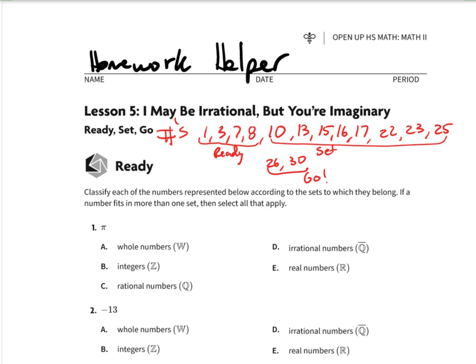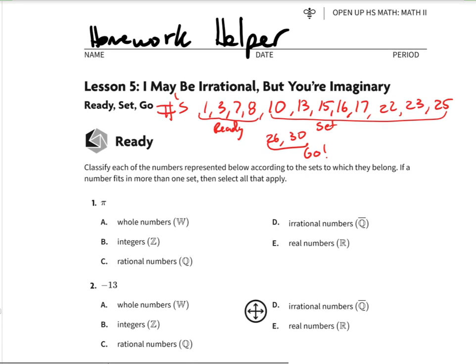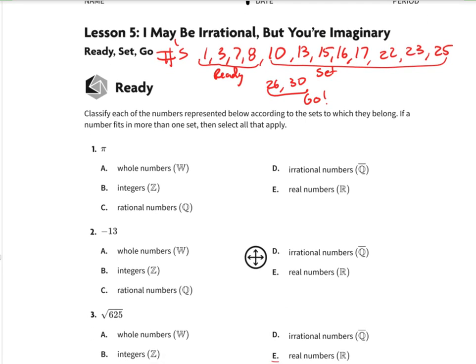Today we're going to be looking at Lesson 5 from Unit 3. Here we're going to take a look at the ready questions 1, 3, 7, and 8, the set questions 10, 13, 15, 16, 17, 22, 23, and 25, and then we're going to finish with the go questions 26 and 30. So for the ready questions, we're going to be taking a look at numbers, and we're going to classify them into whatever sets in which they belong.